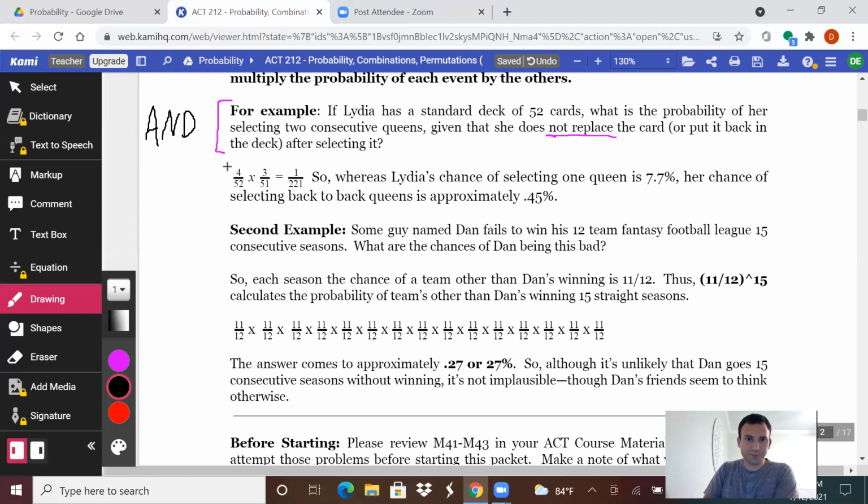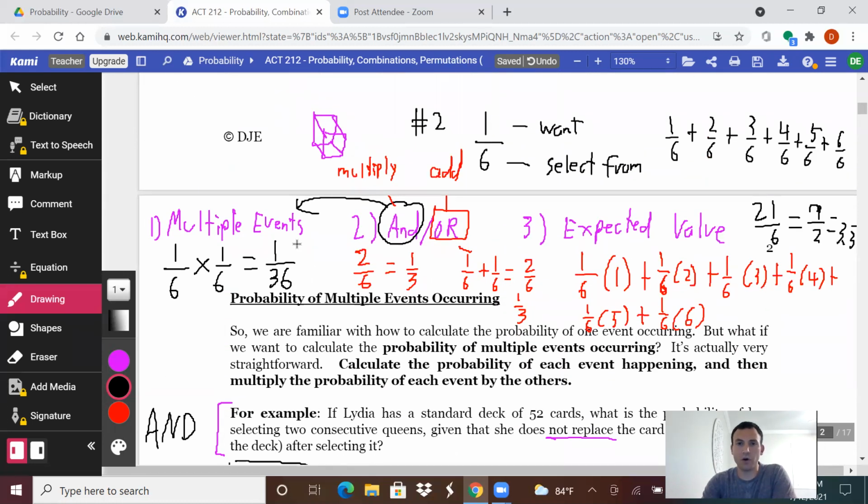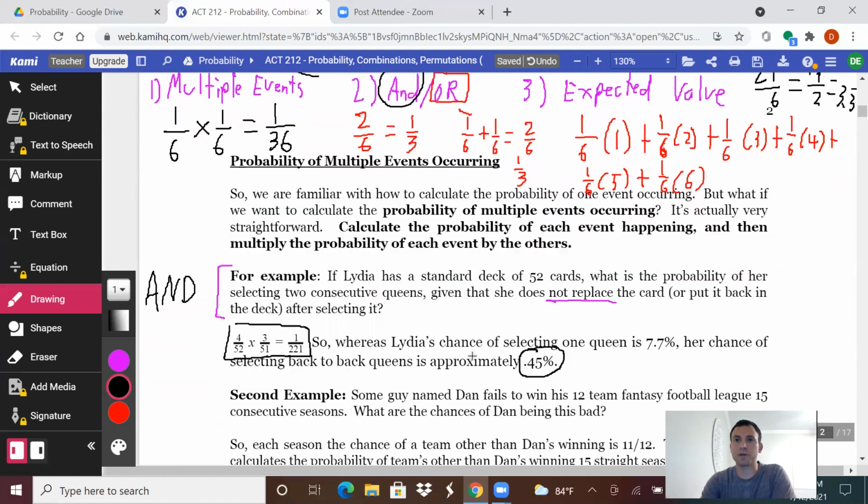So really, what we're looking at is right here. We have a 4 out of 52 chance of selecting the first queen times a 3 out of 51 chance of selecting the second queen. That reduces to a 1 over 221 chance. So what does that give us? That gives us less than 1% of actually selecting the queen, 0.45 of a percent, less than 0.5%, really. Okay, so now that we are armed with our ability to do all 3 of these, let's take a look at some problems from the test.